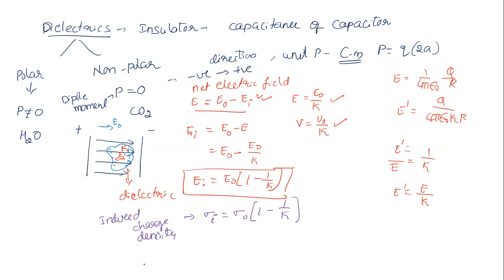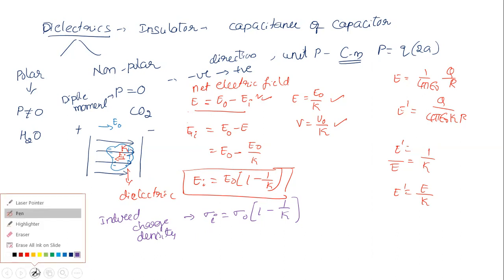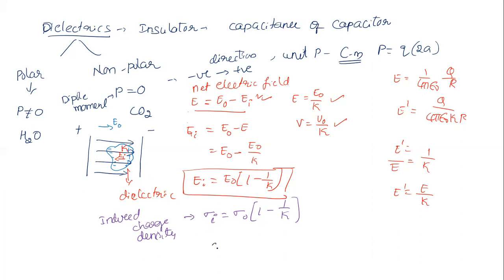Sir, what if they ask for the value of the induced charge? In a similar way, Qi is equal to Q naught multiplied by (1 minus 1 by K). That is the induced charge, just as sigma I was the induced charge density.